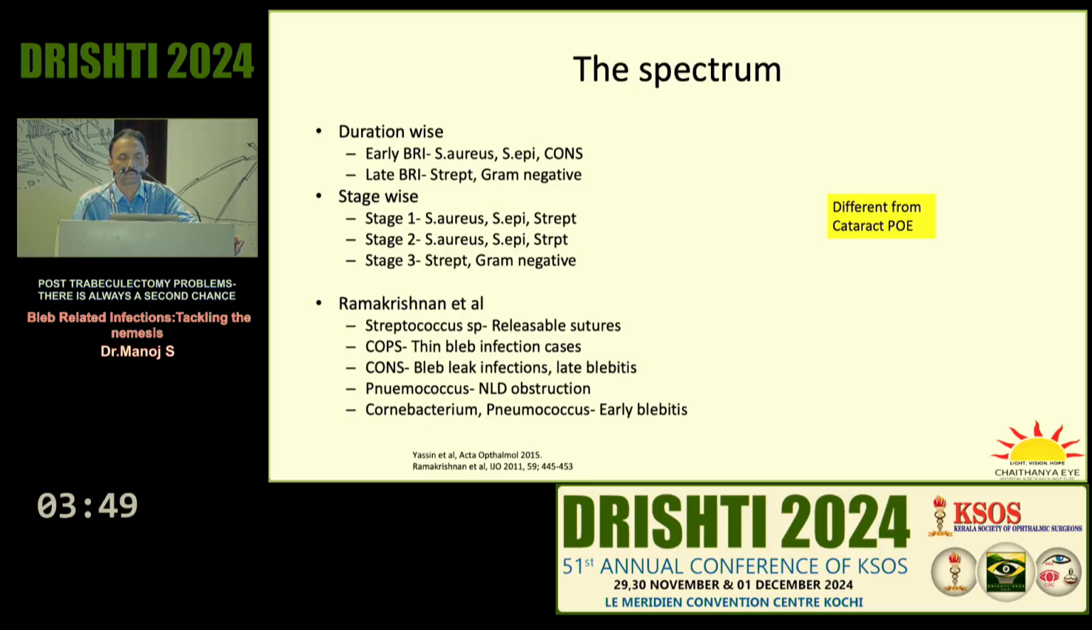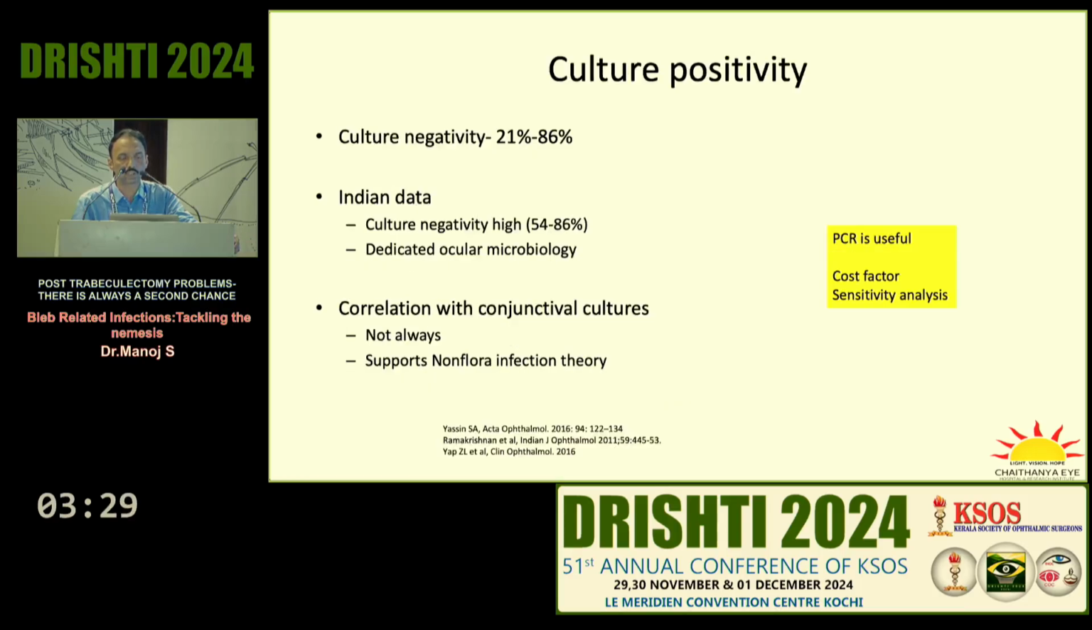Also, problems like a nasolacrimal duct obstruction, the commonest organism could be pneumococcus. So, other associated pathologies also can help us identify the possible organism. One needs to remember that the spectrum is very different from the cataract post-operative endophthalmitis.